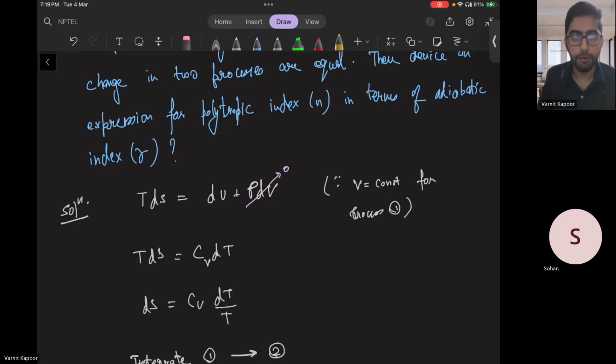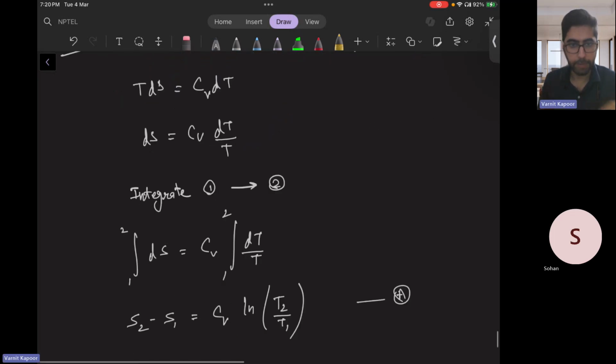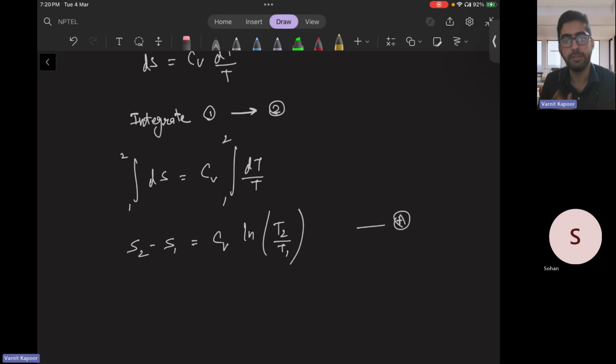So if you see the equation TdS is equal to dU plus PdV, and process 1 is a constant volume process, so V is constant there, so we can say dV is 0. So TdS is eventually Cv dT, and transposing this T to the right hand side, dS is equal to Cv dT by T. Now you can integrate from point 1 to point 2 for the first process. So the integration of dS, and the integration of dT by T from 1 to 2, gives S2 minus S1 equal to Cv ln T2 by T1. All right, clear? Pretty much clear.